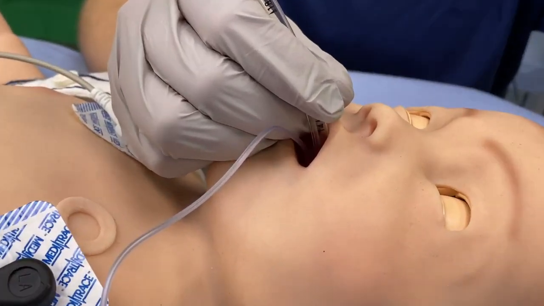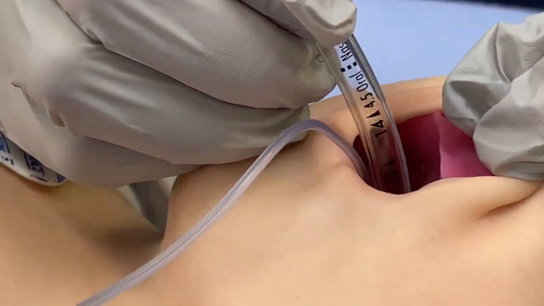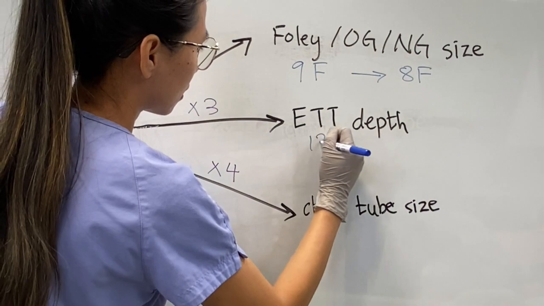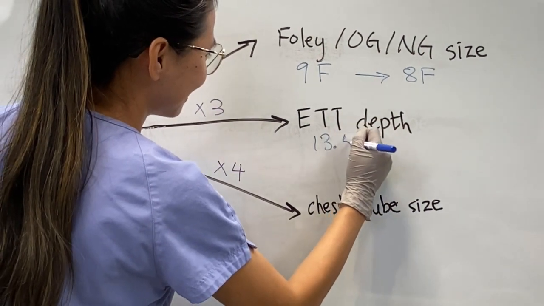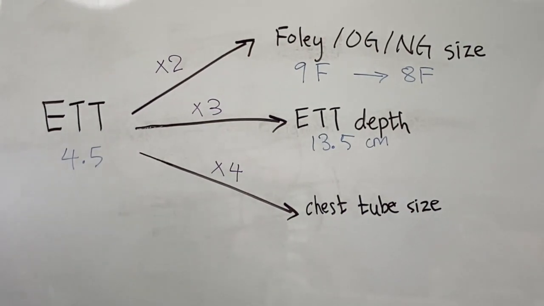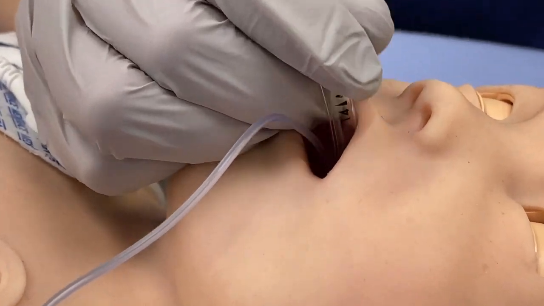Once you have the ET tube past the cords, you need to decide how deep to insert it. Using the 2-3-4 rule, 3 times the ET tube size of 4.5 gives you 13.5 centimeters. So you should insert it to 13.5 centimeters, which is measured from the location of the central incisors, like this.